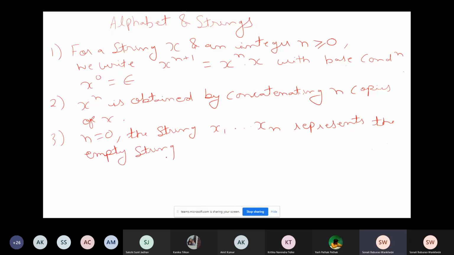Epsilon, right? So the third rule says that if n is equal to 0, the string x1 till xn represents the empty string epsilon. Why? Because the value n is equal to 0, and n stands for an integer for a string x. This is my third rule. Now we will see something interesting, which is computing the length of a particular string.